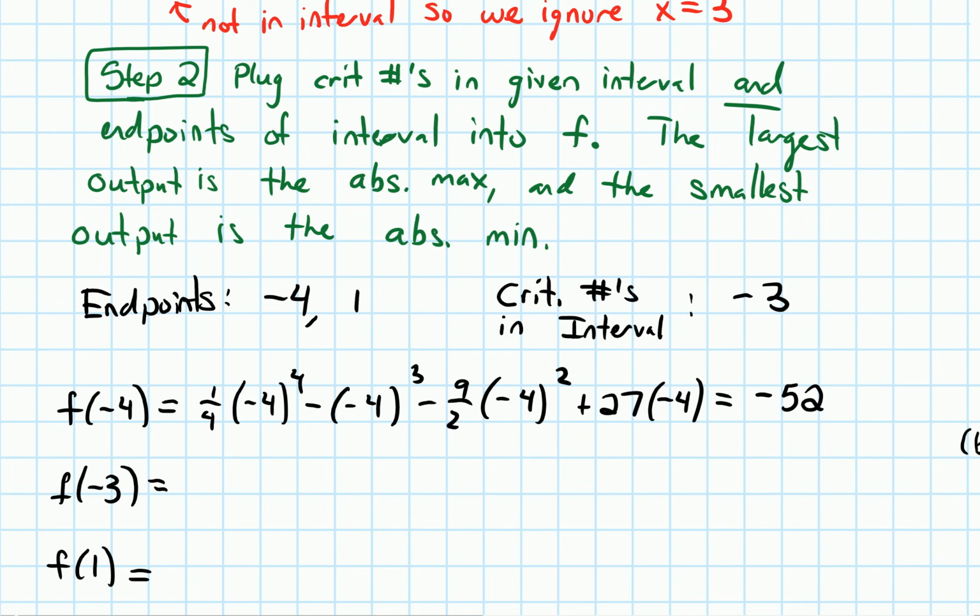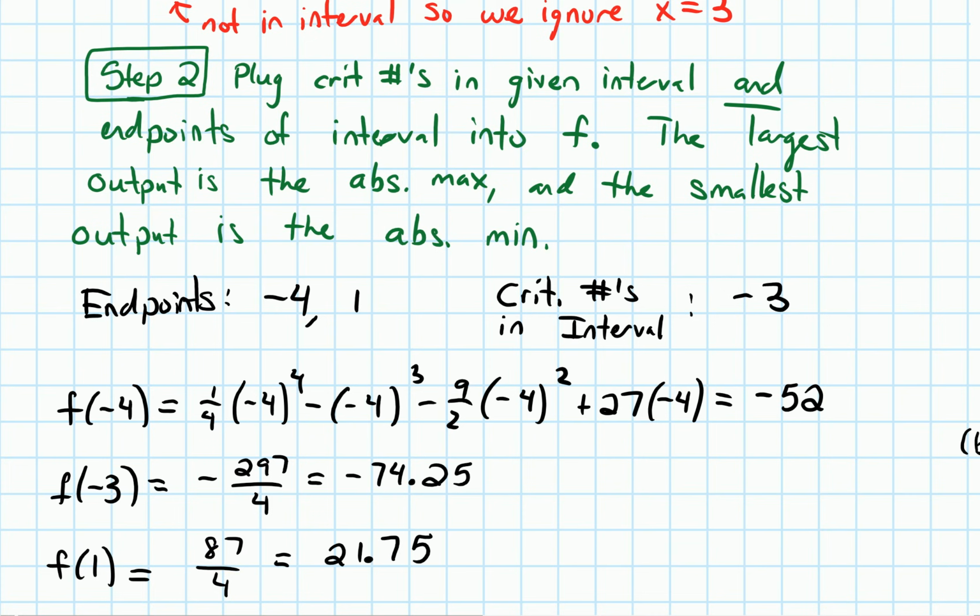Okay, so if we plug -3 into our original function, I'm just going to say what we end up getting. We'll get -297/4, which is, as a decimal, -74.25. If we plug 1 into our function, we'll end up getting 87/4. And as a decimal, that's 21.75.